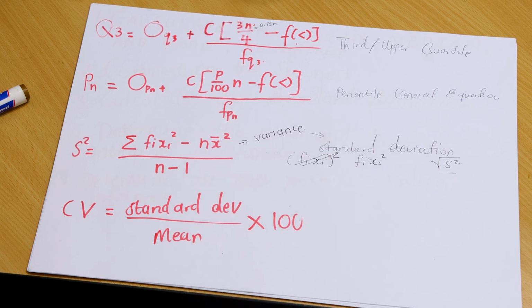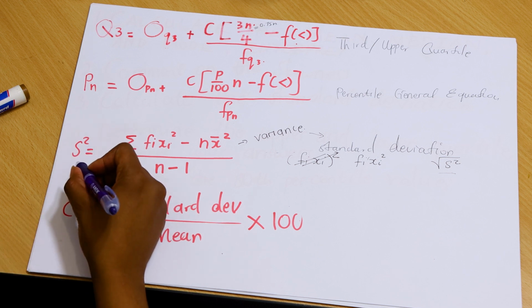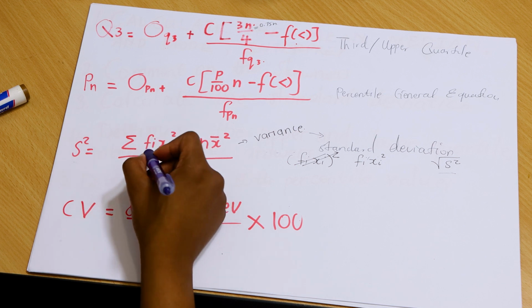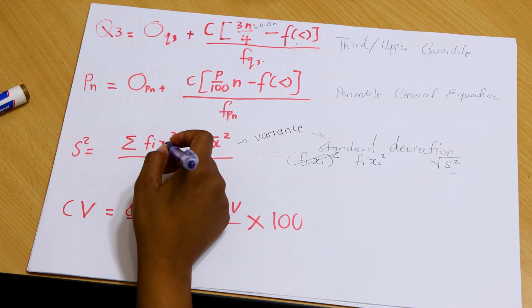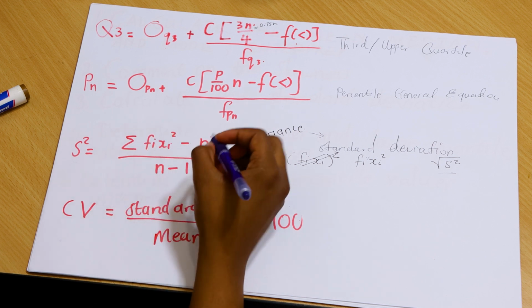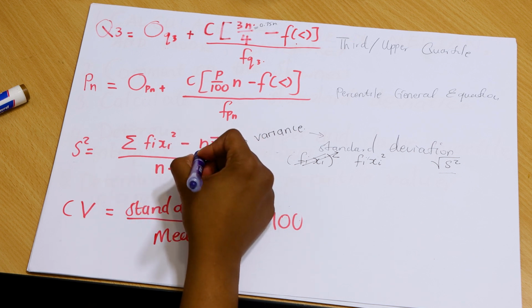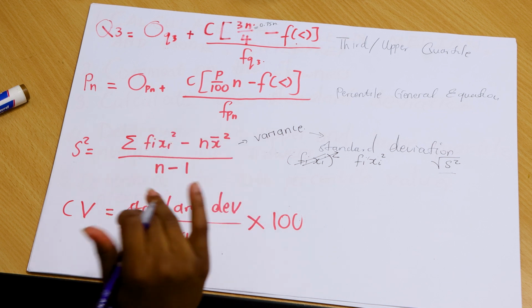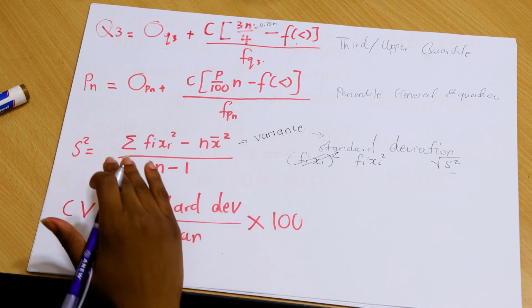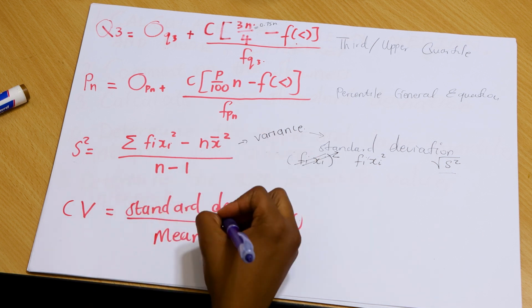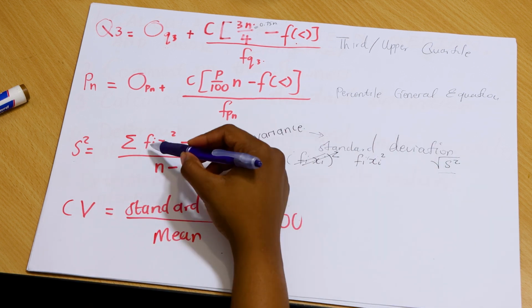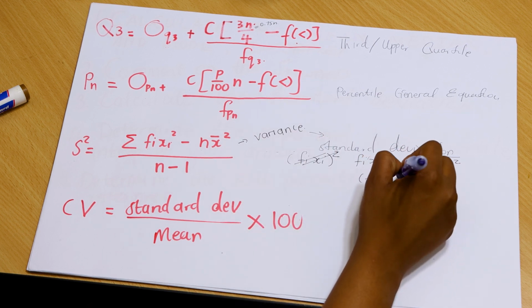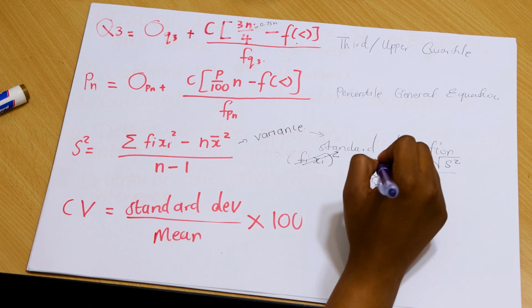Then the next measurement we have is the variance. So the variance is given by the sum of frequency times xi squared minus n multiplied by the mean squared, divided by n minus 1. Now on this equation there are possible mistakes. This is the variance. So please note that this is the sum of fi xi squared. It's not the sum of fi xi, all squared. So this is not what it is.